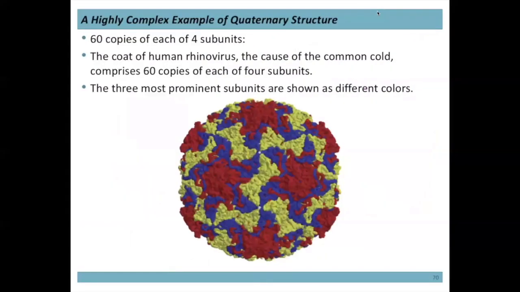Here is an amazing one. This is 60 copies of 4 subunits. This is the coat of the human rhinovirus that causes the common cold. It comprises 60 copies of each of the 4 subunits. Shown here are just 3 of the most prominent subunits as different colors. I don't know if the other subunit is hidden in there, but anyway, I just thought this was an impressive structure showing you the complexity that can arise in quaternary structure, having many subunits associated together.